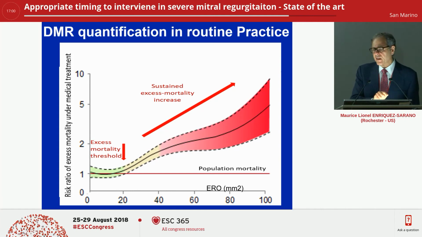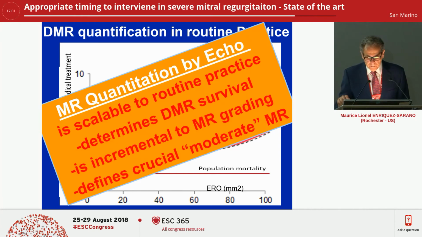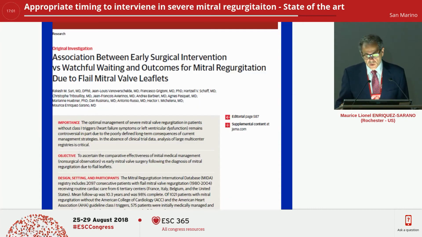And then the last thing on this one is that the moderate MR is not so benign. Some patients in the moderate MR have excess mortality, and we need to study them, to do clinical trials in them, to see if treatment of these patients will improve their outcome. It is not a benign subgroup. So I'll let you think about it. So quantitation of MR, scalable in routine practice, determines the MR survival, is incremental to MR grading, and defines the crucial moderate MR range that we need to treat.